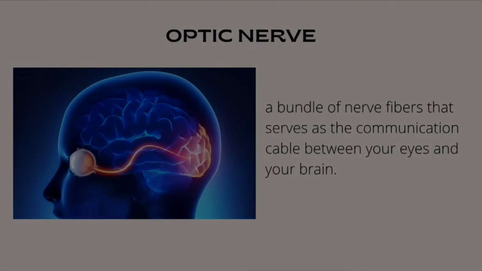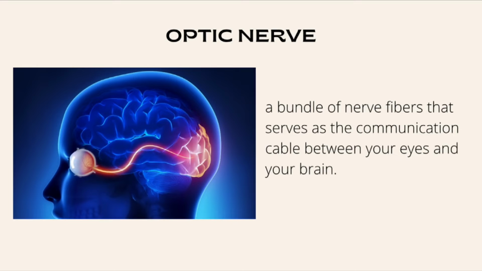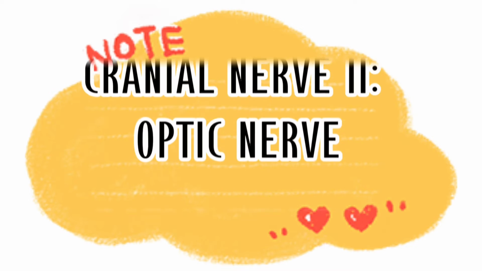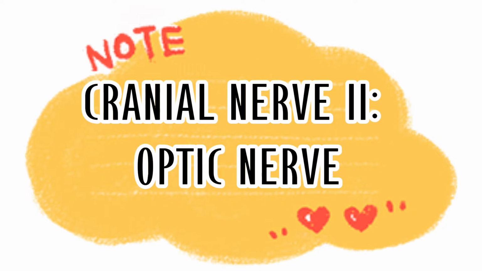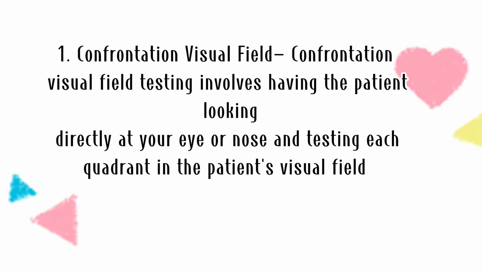The second one that we are going to assess is the cranial nerve 2, which is the optic nerve. Optic nerve is a bundle of nerve fibers that serves as the communication cable between your eyes and your brain. In the optic nerve assessment, we will be doing two types of tests. The first one is the confrontation visual field.